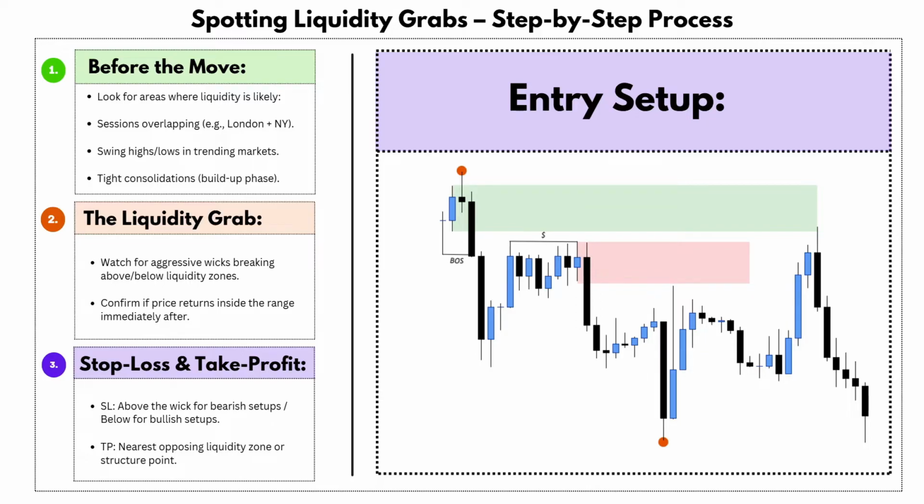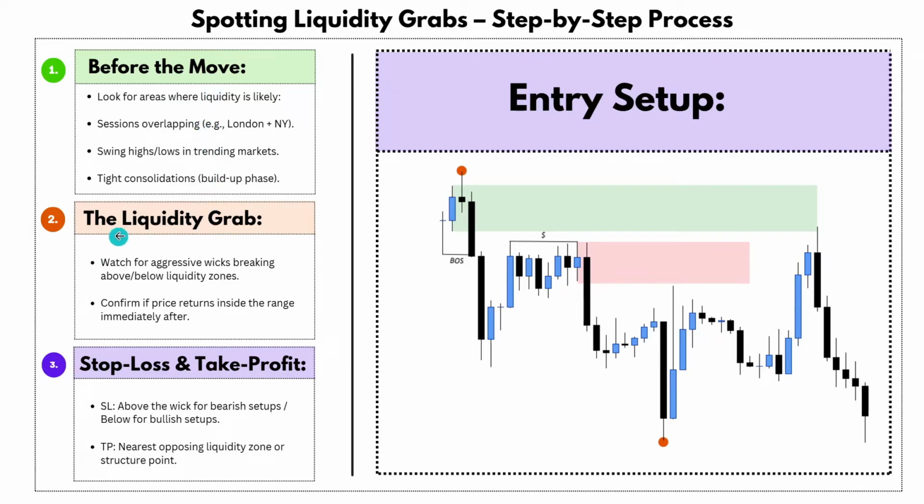Then we may look for tight consolidations or build-up phases, right? Just like I stated, price may move inside of a range, building an inducement zone or a consolidation zone. That right there is a zone of liquidity as well. These are the key things that we need to observe before the move.